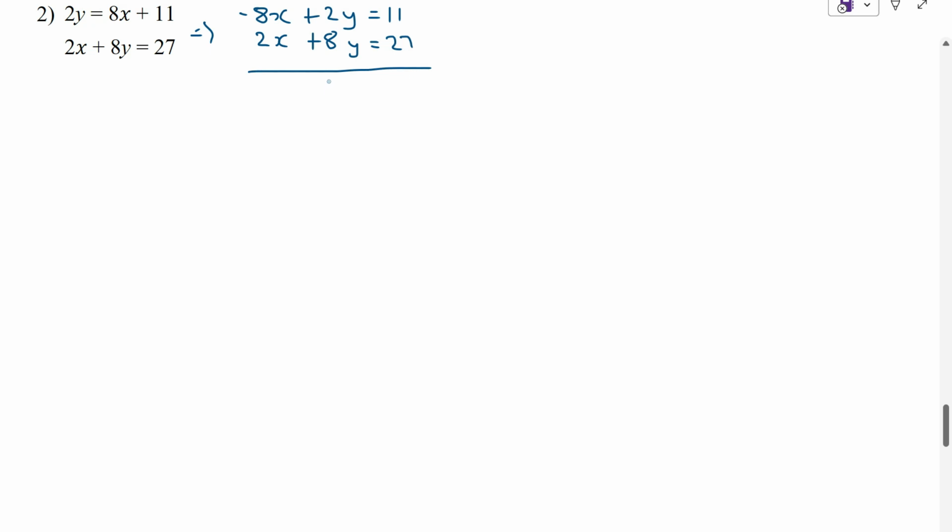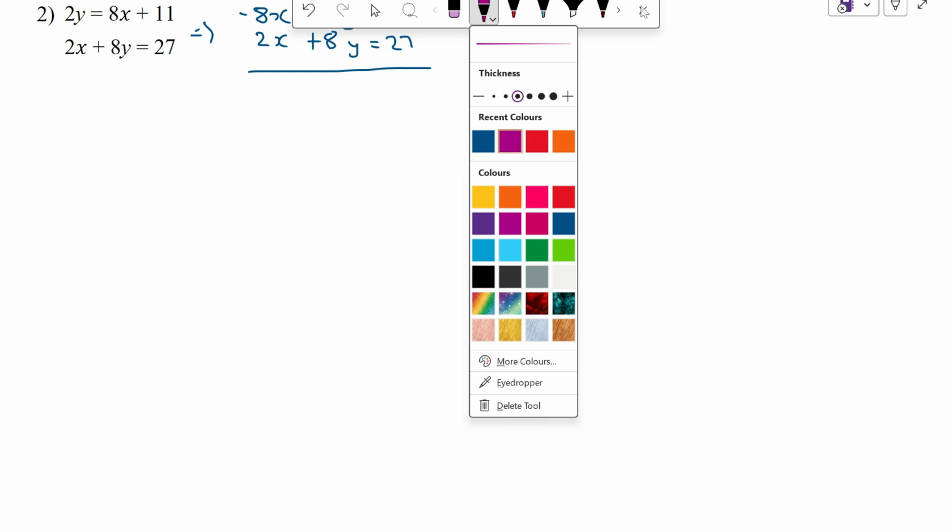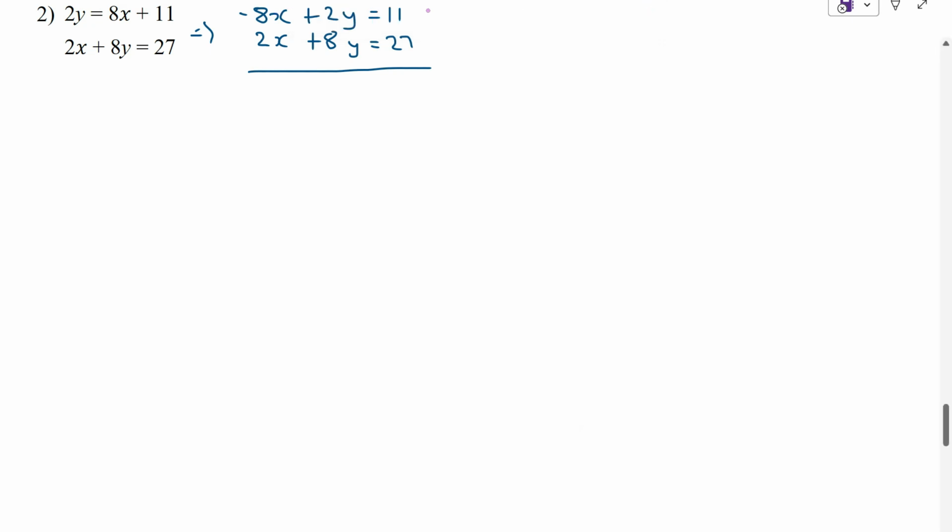Now we want one set of coefficients to match. Both similar numbers, so we can do any. Let's just do the x. So we're going to times this by 2. We're going to times this by 8. So that will give us minus 16x plus 4y equals 22.